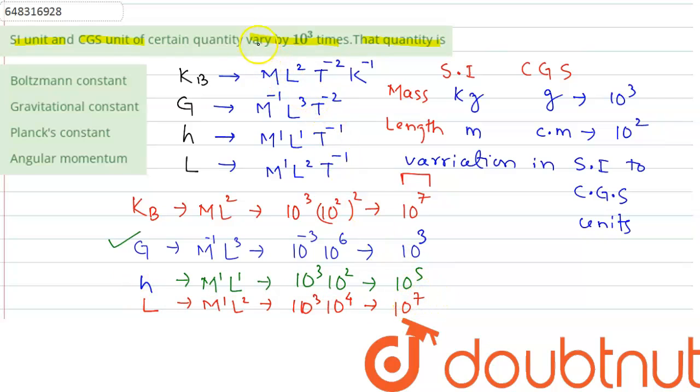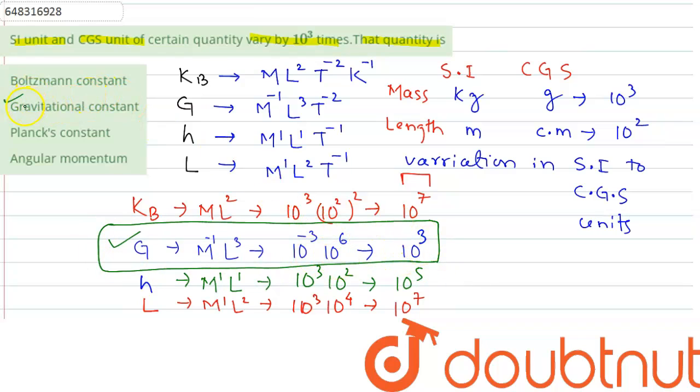But in the question we have been asked for the quantity that varies 10 to the power 3 times. As we can see, for the gravitational constant, the unit in SI and CGS varies 10 to the power 3 times. So here is our answer.